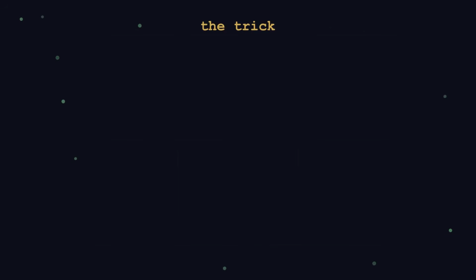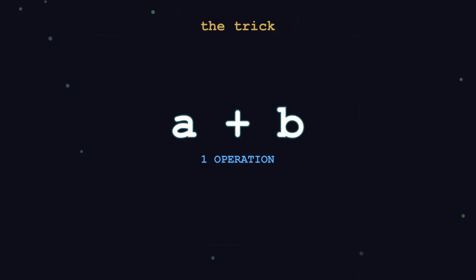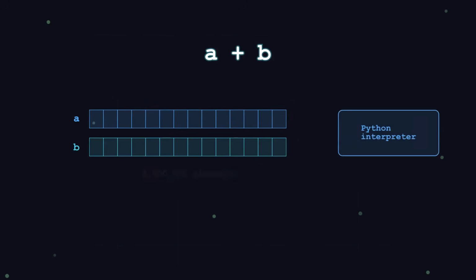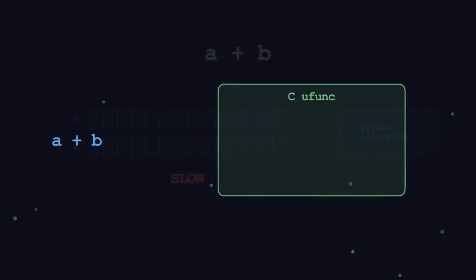Now the trick. A plus B. In Python syntax, that looks like one operation. It is, but that one operation has to touch a million elements, or a billion. A Python for loop would round trip through the interpreter once per number. That's why it's slow. NumPy doesn't do that.